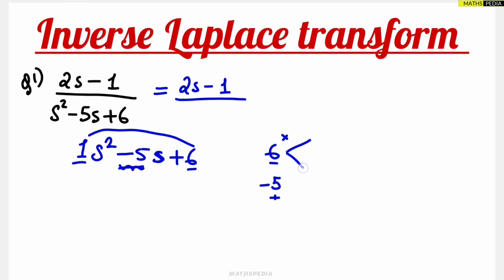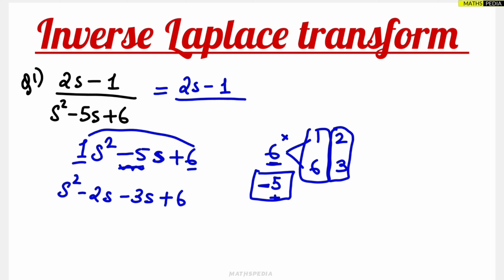So what will happen here? s² - 2s - 3s + 6, because -2 into -3 is +6, and -2 - 3 is -5. So both conditions are satisfied. Now we can simplify here. Take s common from these two, s - 2 is remaining. Here also s - 2 should remain, so what should be outside? -3 should be outside. So this and this are common, so s - 2 is common. What is left out? s - 3 is left out.